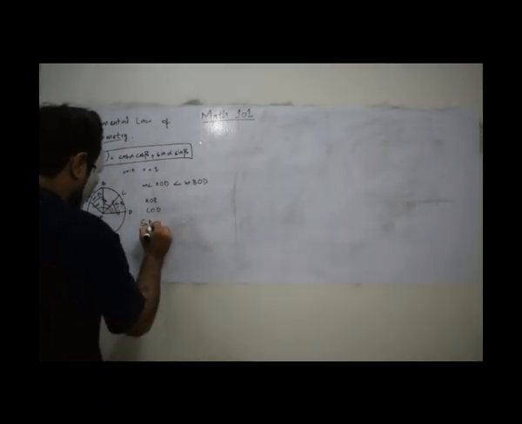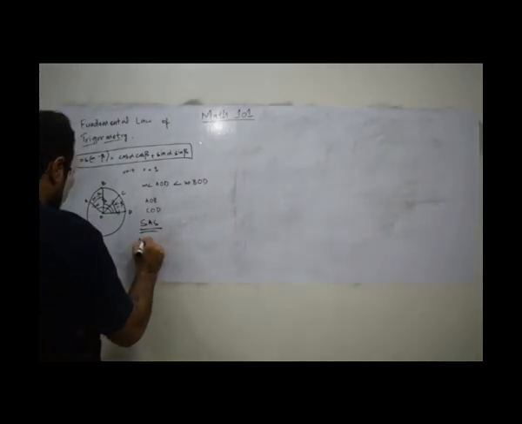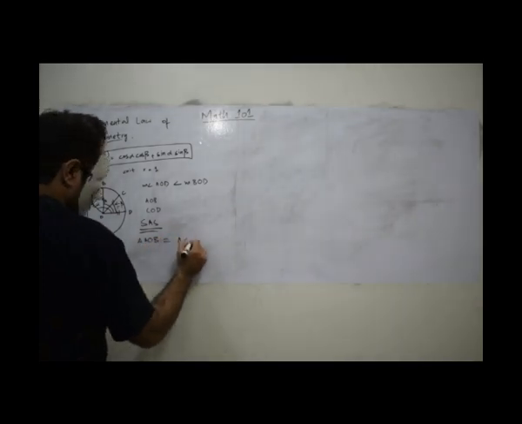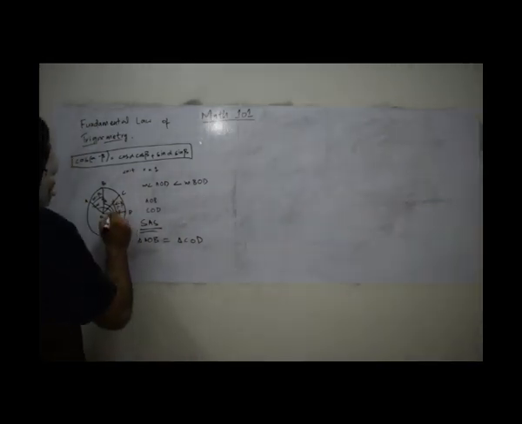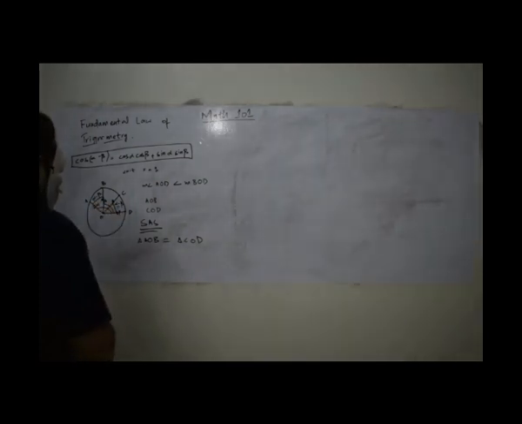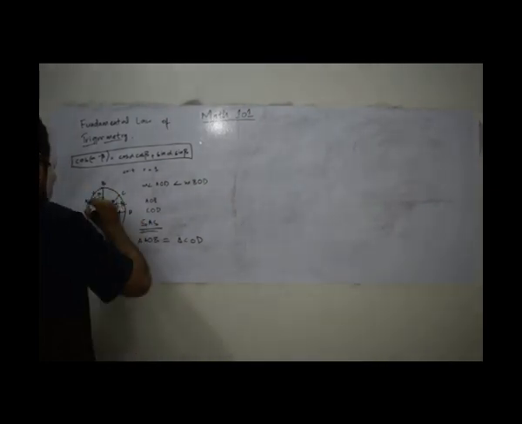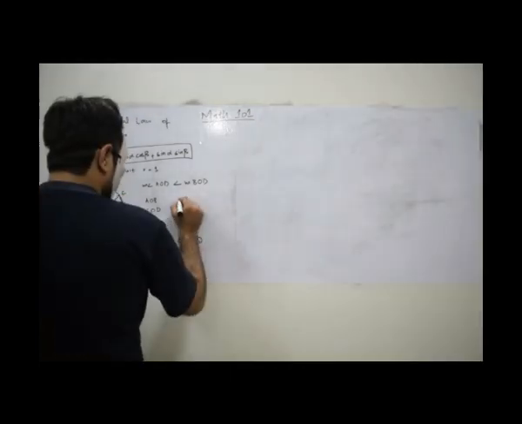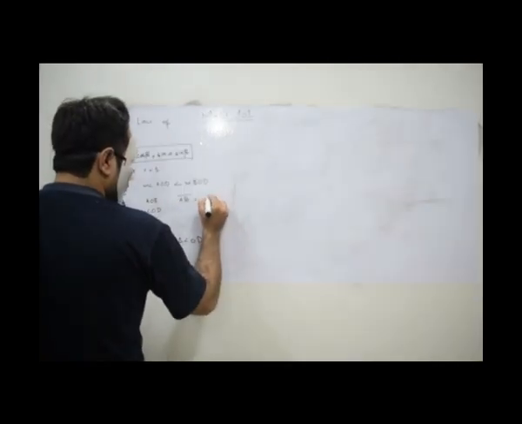So by the side-angle-side postulate, we can say that triangle AOB is congruent to triangle COD. And when two triangles are congruent, all sides are equal and all angles are equal. And if all sides are equal, then this side must be equal to this side. This side must be equal to this side. So we can say that the distance between A and B is equal to the distance between C and D.